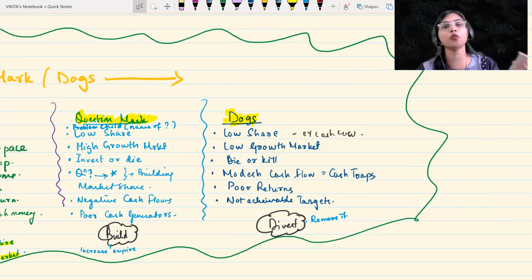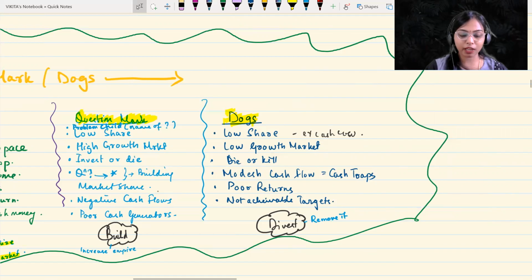You need to find out more ways of investing and making the market share high. Then this question mark becomes a star model. What happens is there are negative cash flows and poor cash generators. In this portion you don't have a lot of people who will buy it, so the cash generating income which we'll receive is very less.